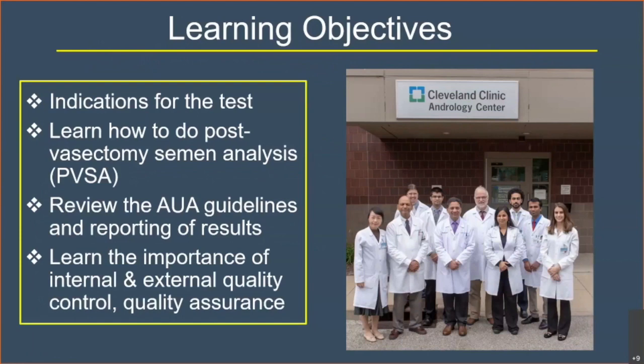The learning objectives. Firstly, the indications for the test. Then learn how to do post-vasectomy semen analysis. Review the AUA, or the American Urological Association, guidelines and reporting of results. Also learn the importance of external and internal quality control, as well as quality assurance associated with this test. Next slide.